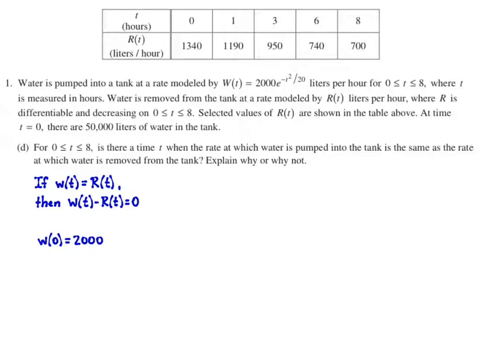I know that w of 0 is 2,000. How did I know that? Well, I just plugged in 0 to t here. And when I plug in 0, I get e to the 0, which is 1, and then times 2,000. So I know w of 0 is 2,000.